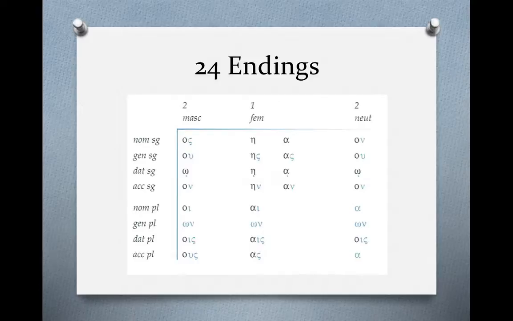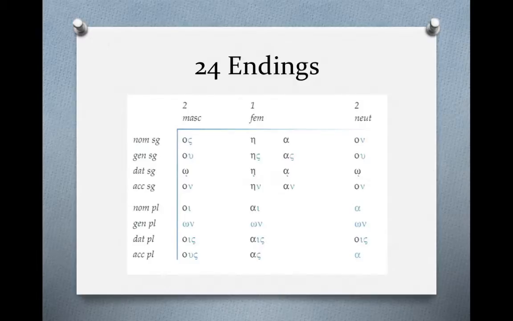When the endings are attached to the stem vowel, they look like this. Os, u, o, on, oi, on, ois, us in the masculine column. In the feminine column with the eta, we have e, es, e, en, ai, on, ais, as. And you might have noticed, well, what happened? The eta shifted to alpha in the plural. Yeah, that happens commonly. Just something to keep in mind.